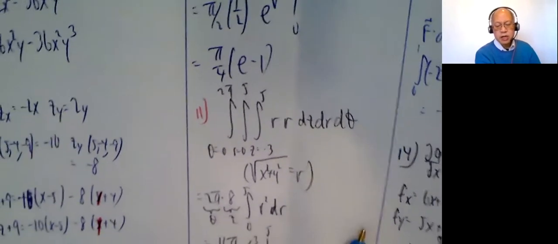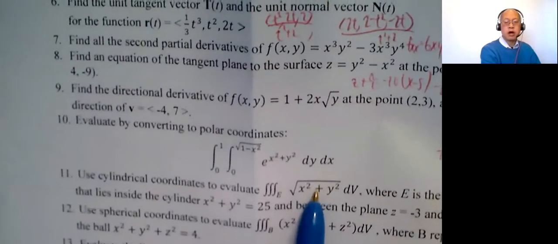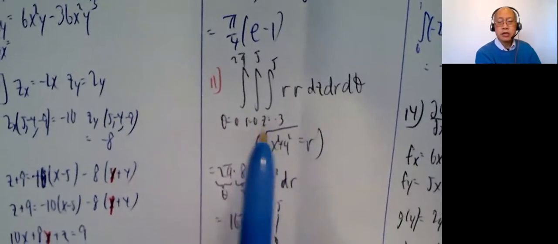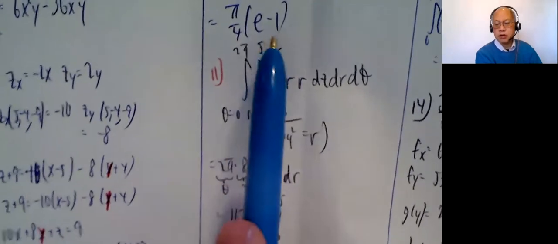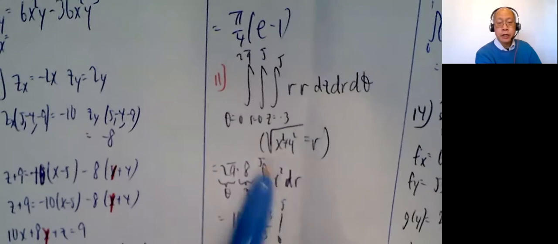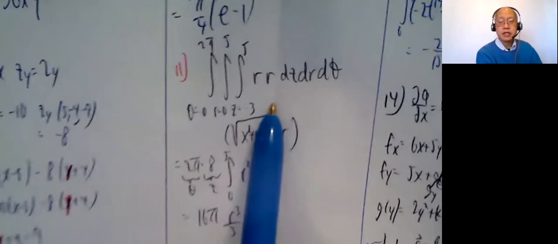Number 11. The square root of x squared plus y squared is the square root of r squared, or r. So that's r. And then r dz dr d theta. z goes from negative 3 to 5. r goes from 0 to 5. The cylinder was x squared plus y squared equals 25. Theta goes from 0 to 2 pi. This thing doesn't depend on z.